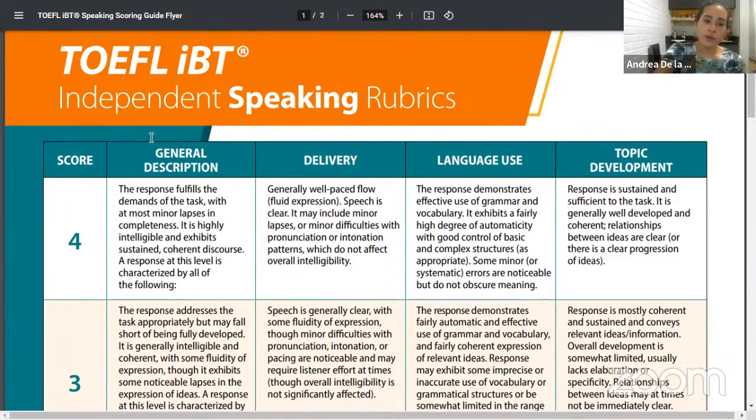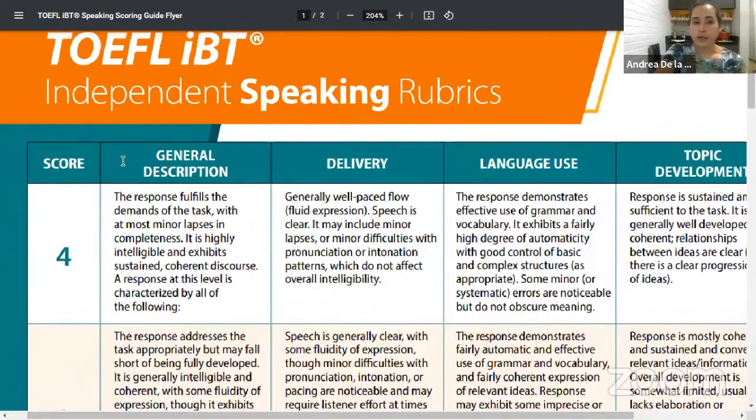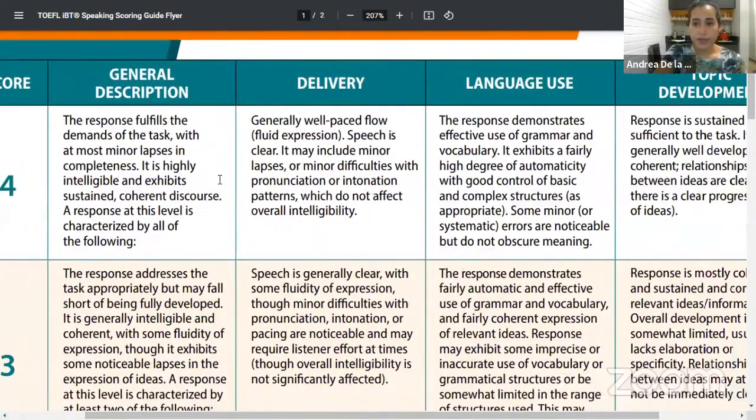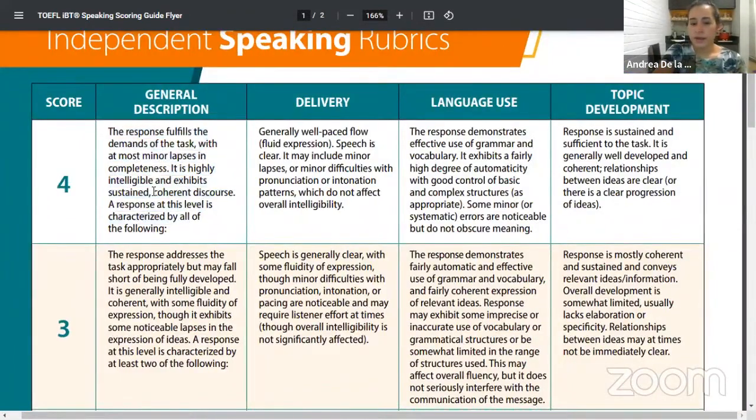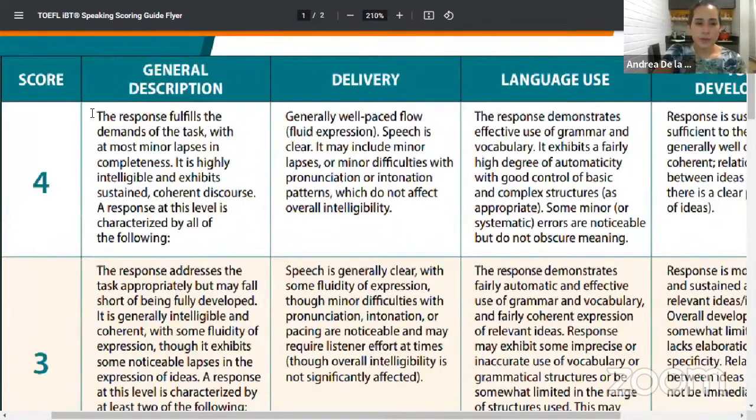So in order to get the maximum score, in order to get a 4 in the independent task, this is what you guys need. This is a general description of it. David, maybe, could you please read this part?